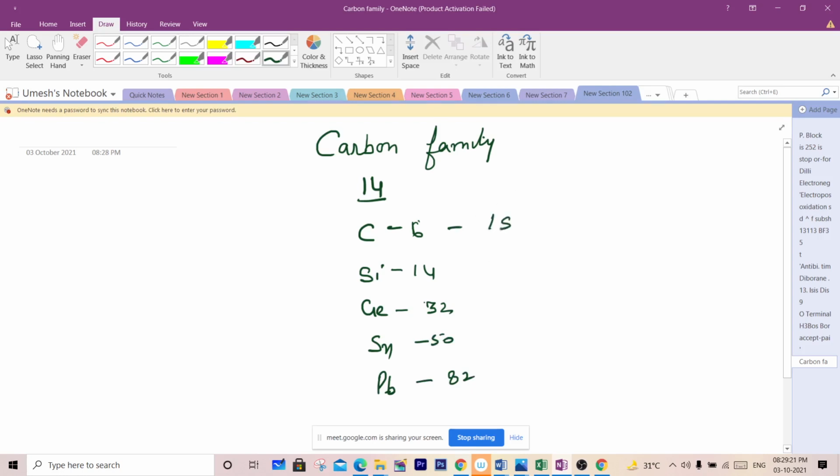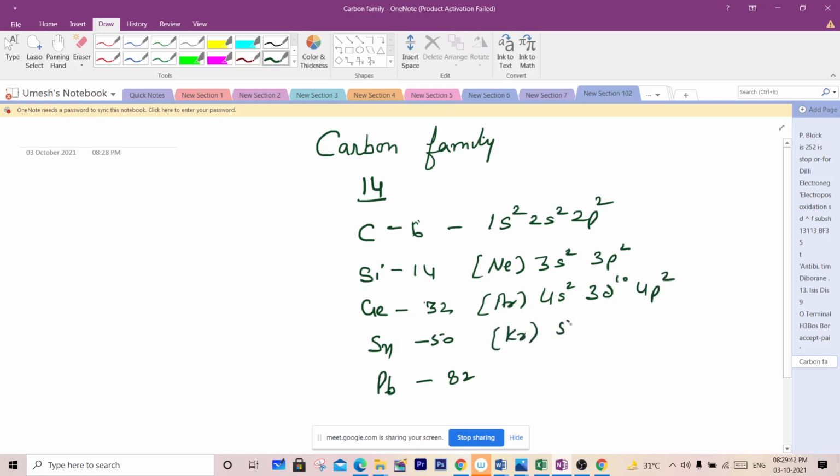Now if you see the electronic configuration: 1s2, 2s2, 2p2, neon complete; 3s2, 3p2, argon complete; 4s2, krypton complete; 5s2, 4d10, 5p2, xenon complete. This is the electronic configuration.